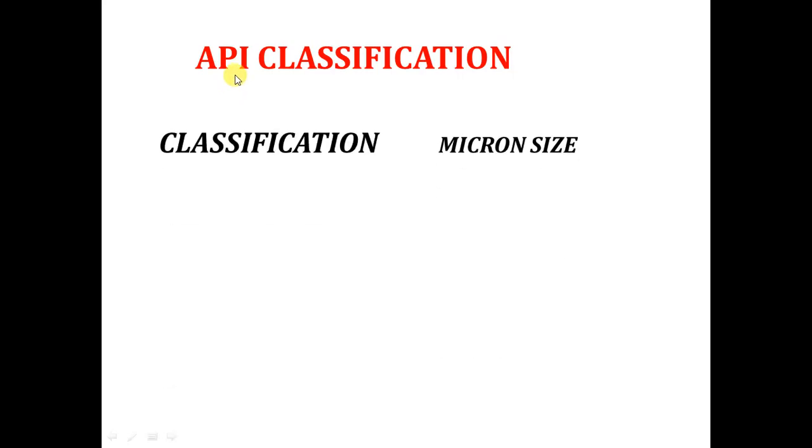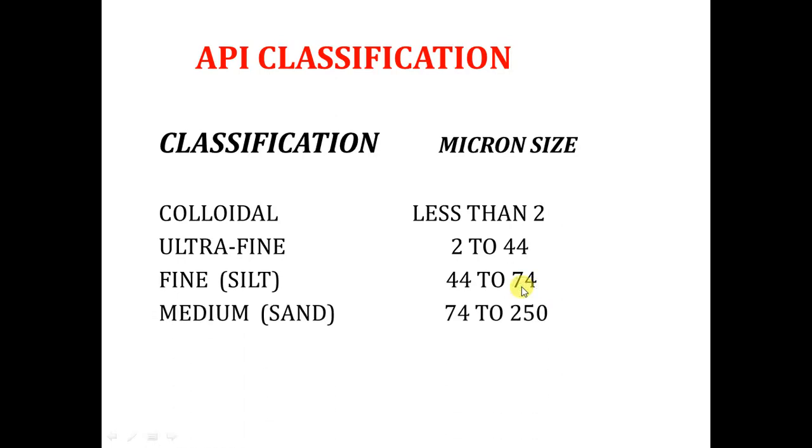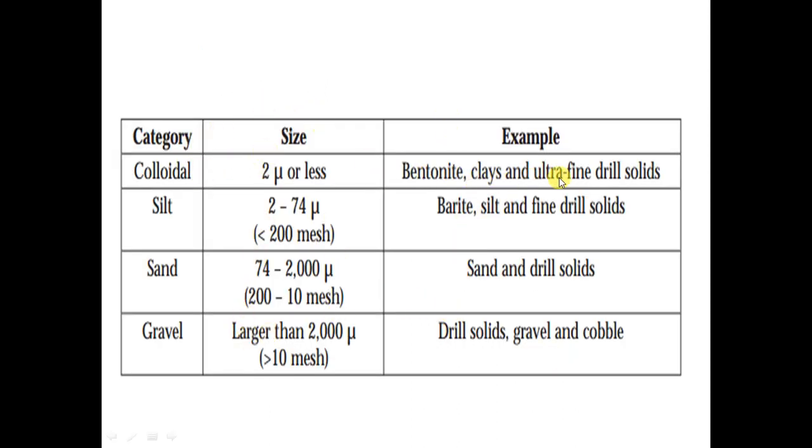Number one, the API classification for the solids, the classification of solids in microns. Colloidal is less than 2 micron and can be separated by the centrifuge. Ultrafine, from 2 up to 44, can be separated by the desilter. Fine, from 44 to 74, can be separated by the desander. Medium, from 74 up to 250, can be separated by the shaker or a high API shaker. And the intermediate, from 250 to 2000, is also taken by the shaker, which are mainly the cuttings.